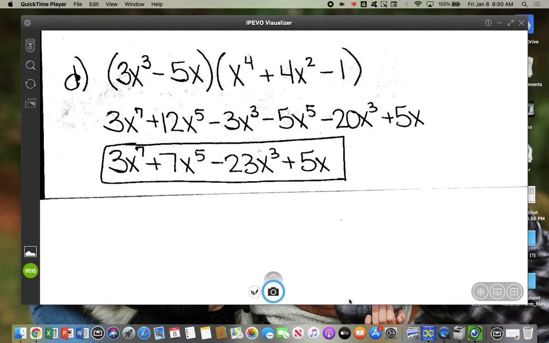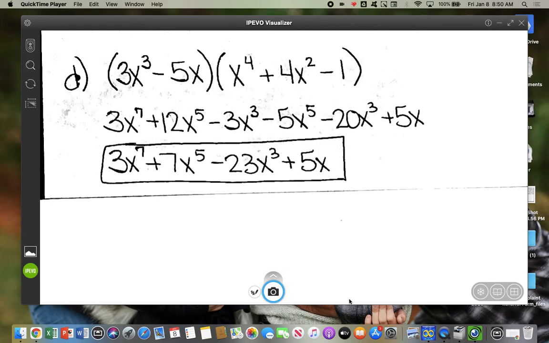So the x to the 7th, there was only one term. So it came down. All right, and then my positive 7, I got that from 12 minus 5. And then my negative 3 and my negative 20 made my negative 23, and then I brought down my 5x.